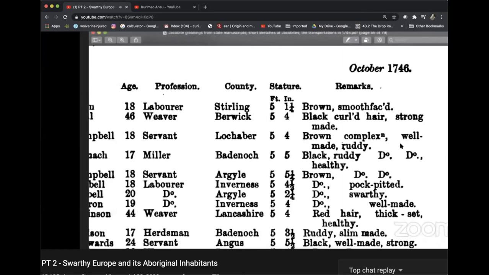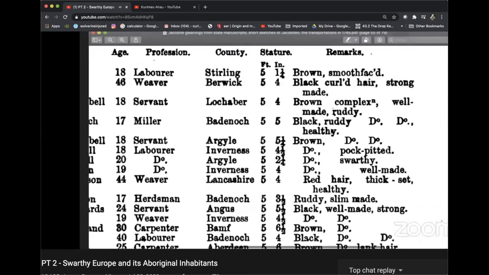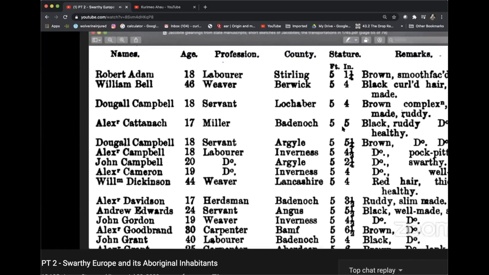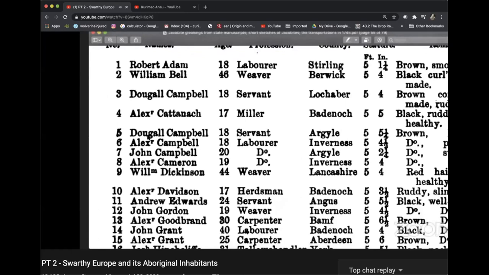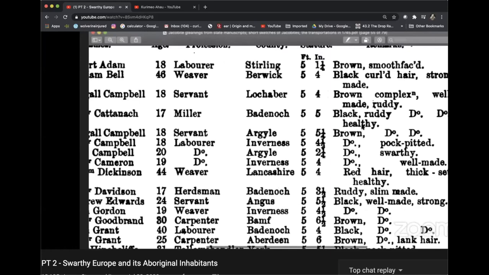Alex Catana, 17. These are young. Miller, Bandenock, 5'5". He's black, ruddy. A lot of you are probably still saying, well, that probably means white. Well, we'll see. Dougal Campbell, swarthy. He's a servant, Argyle, 5'5". He's brown also, and also ruddy, healthy. Ditto, ditto, well made and ruddy.